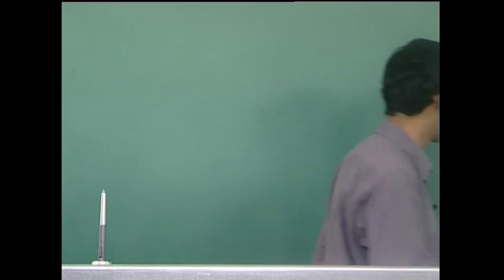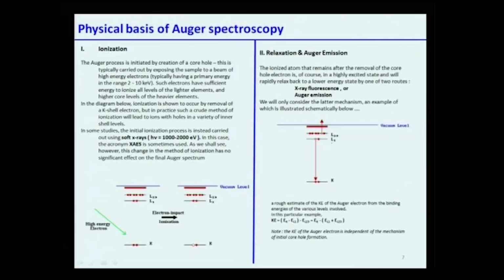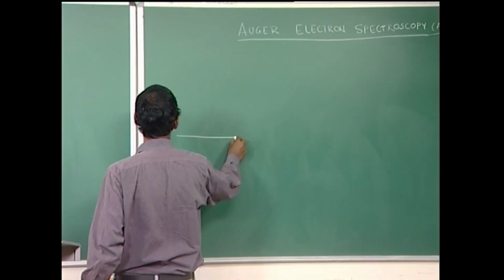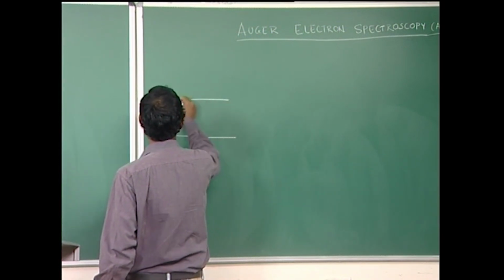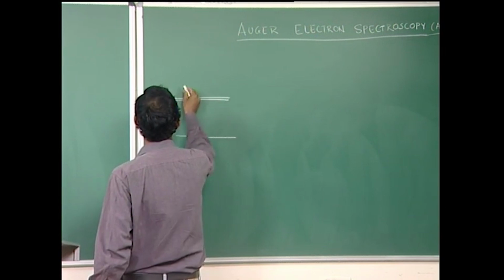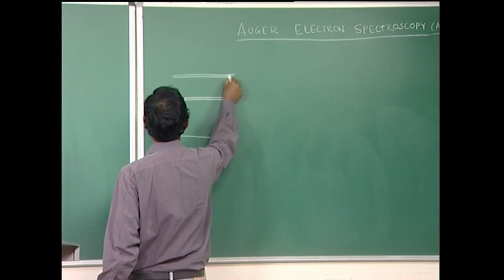If I have to show it very nicely, I can just show it on the board. Let us suppose we have the K level, this is K, this is L, and this is M.